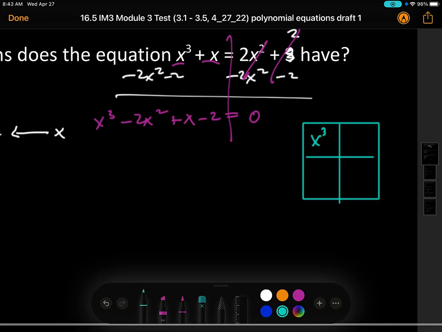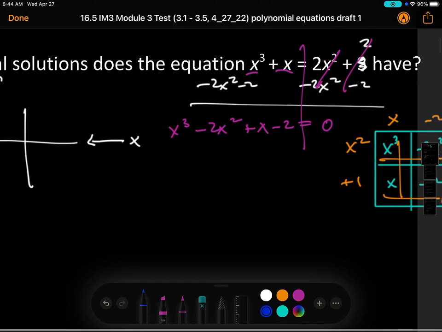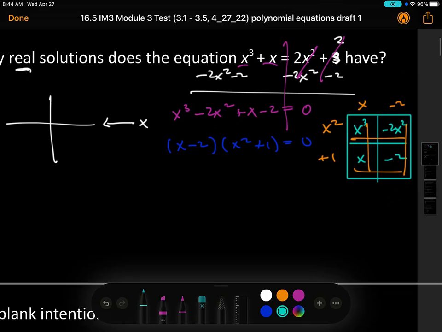So we're going to go in like a Z. And over here, the greatest common factor is x squared. This direction is x, this direction is minus 2, and this one is just, if there's nothing, it's just a 1. And what you're going to have here is x minus 2 times x squared plus 1. And then you're just going to set it equal to 0.